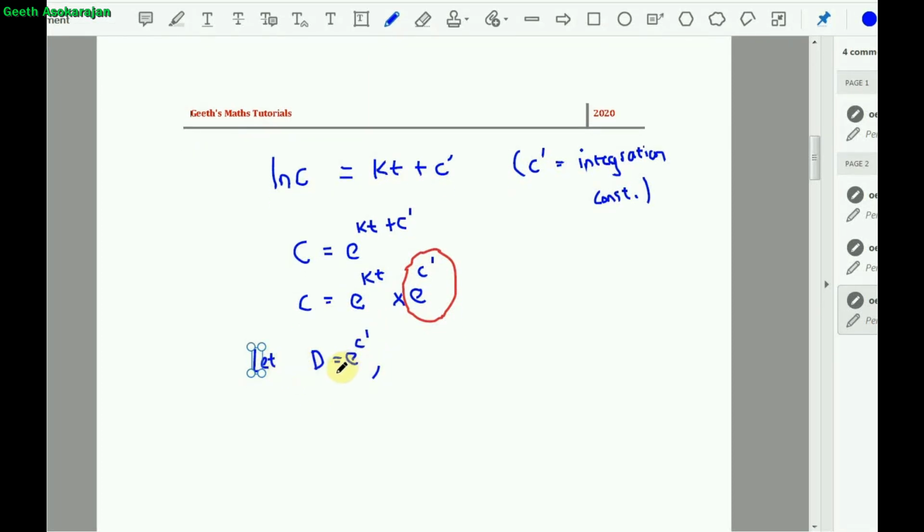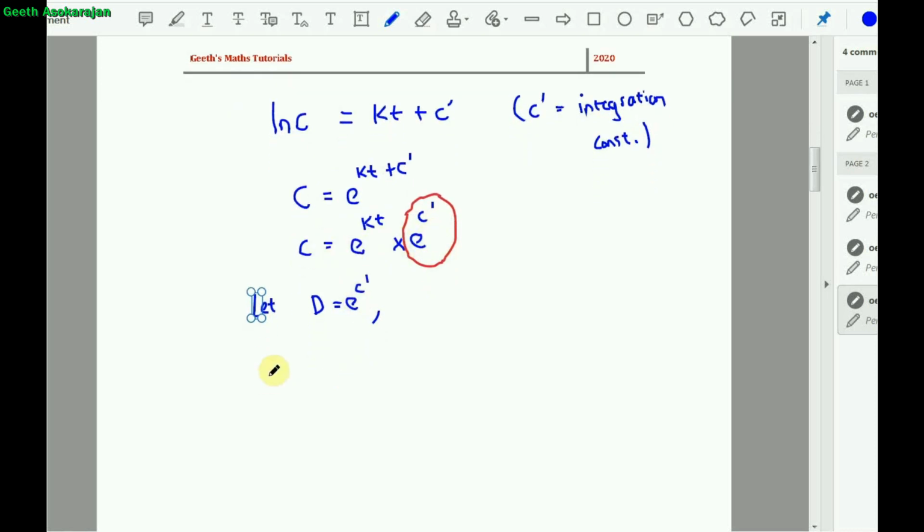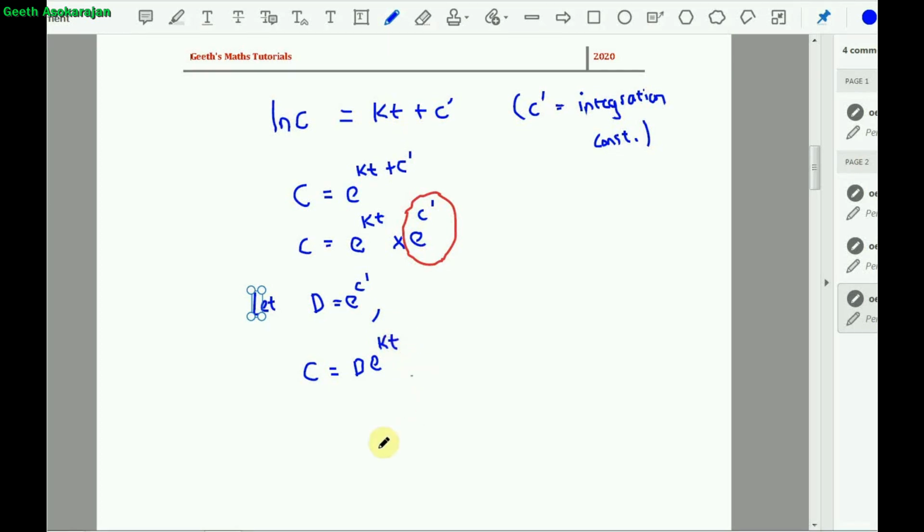With that being said, I can rewrite this equation as capital C equals D e to the kt. So here is our solution as it stands with capital D. Remember, capital D is e to the c dash. C dash is a constant, so I've replaced e to the c dash, also a constant, by capital D.